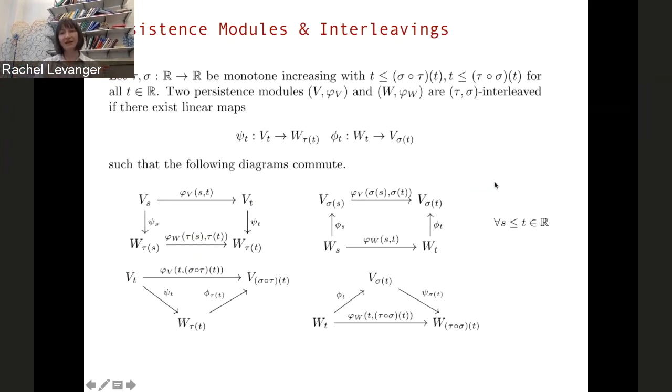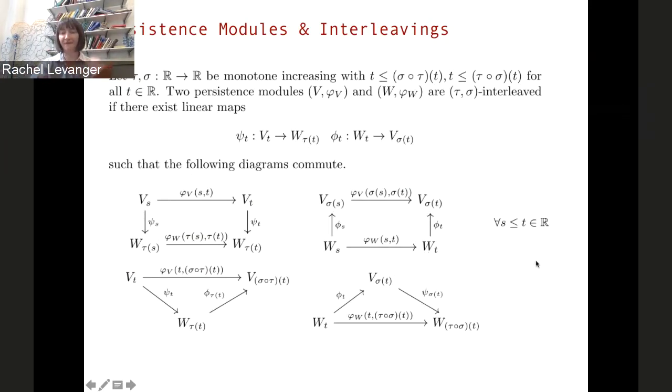You might notice that I've put this in a pretty general framework. So instead of having jumps of, say, epsilon that you might be used to, instead we've got two monotone increasing functions, tau and sigma, that tell you how far in your indices you're going to jump when you go from the top down to the bottom and the bottom back up to the top.